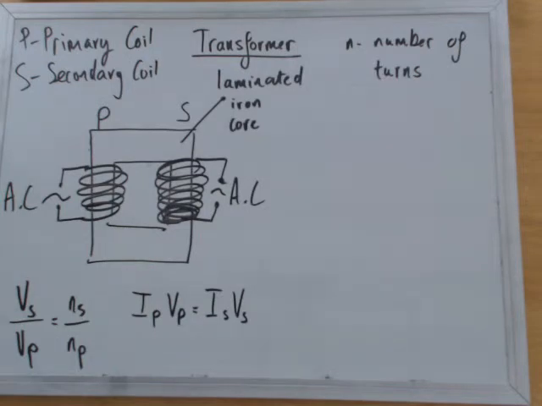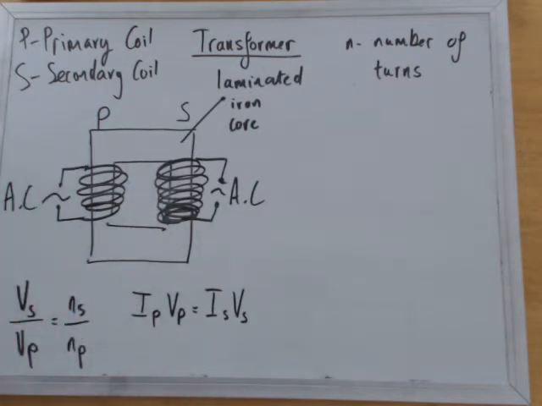Okay, now we've already got some stuff on the board. Let's have a look at what there is. So we've got P, which stands for primary coil. So this is the primary coil. What a transformer is, imagine this in 3 dimensions, you've got a laminated iron core.